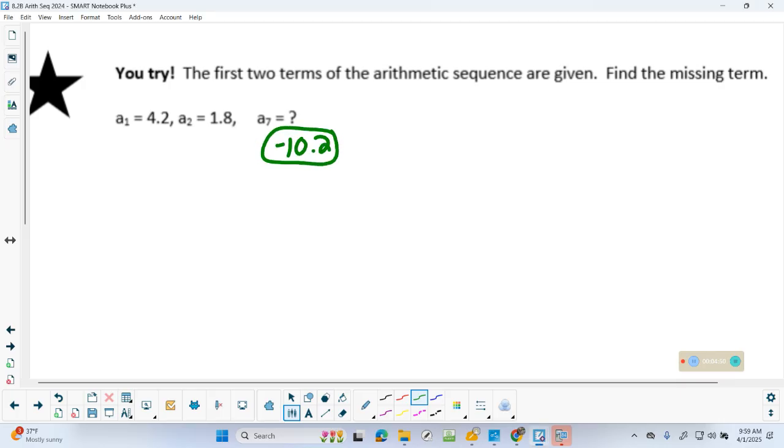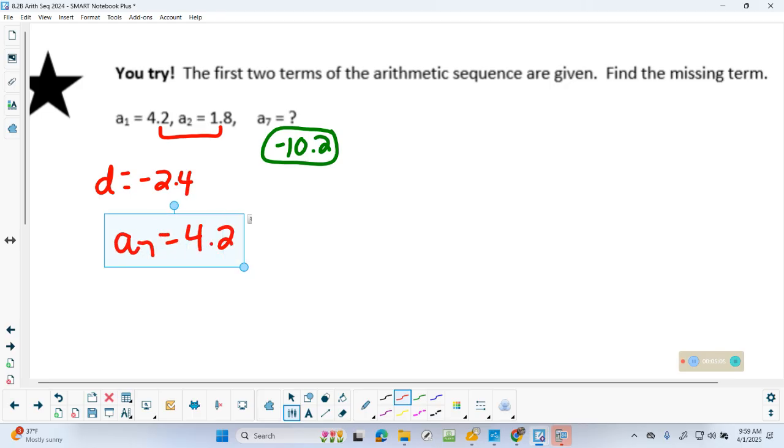Anybody need any of the work for it? Okay, I've got some hands for the work, so let's do it. The difference, of course, we already figured that out. From 4.2 to 1.8, we said you're going down by how much? Got it. So then I'm going to do my formula, the first term, 4.2, plus n minus 1, times that common difference.